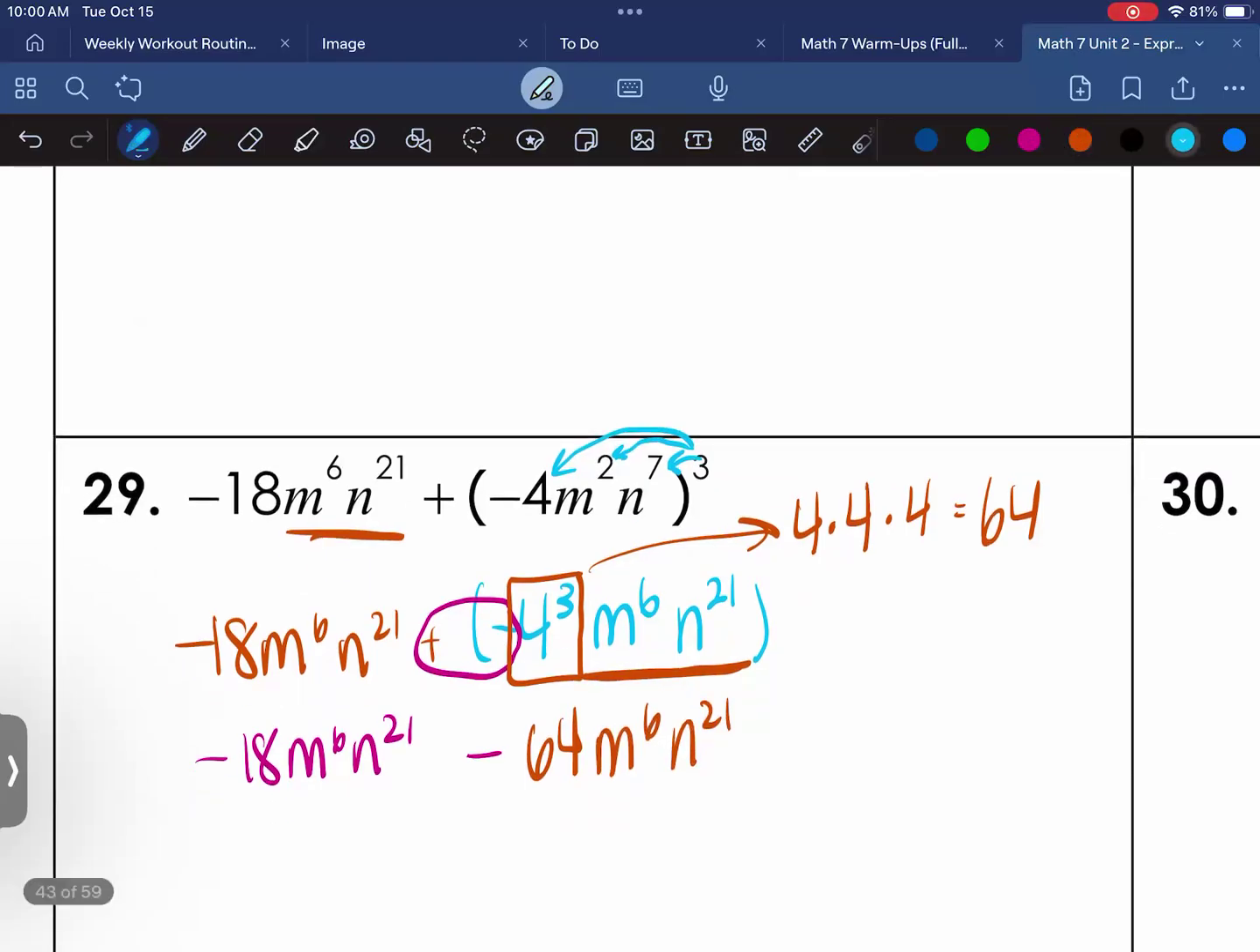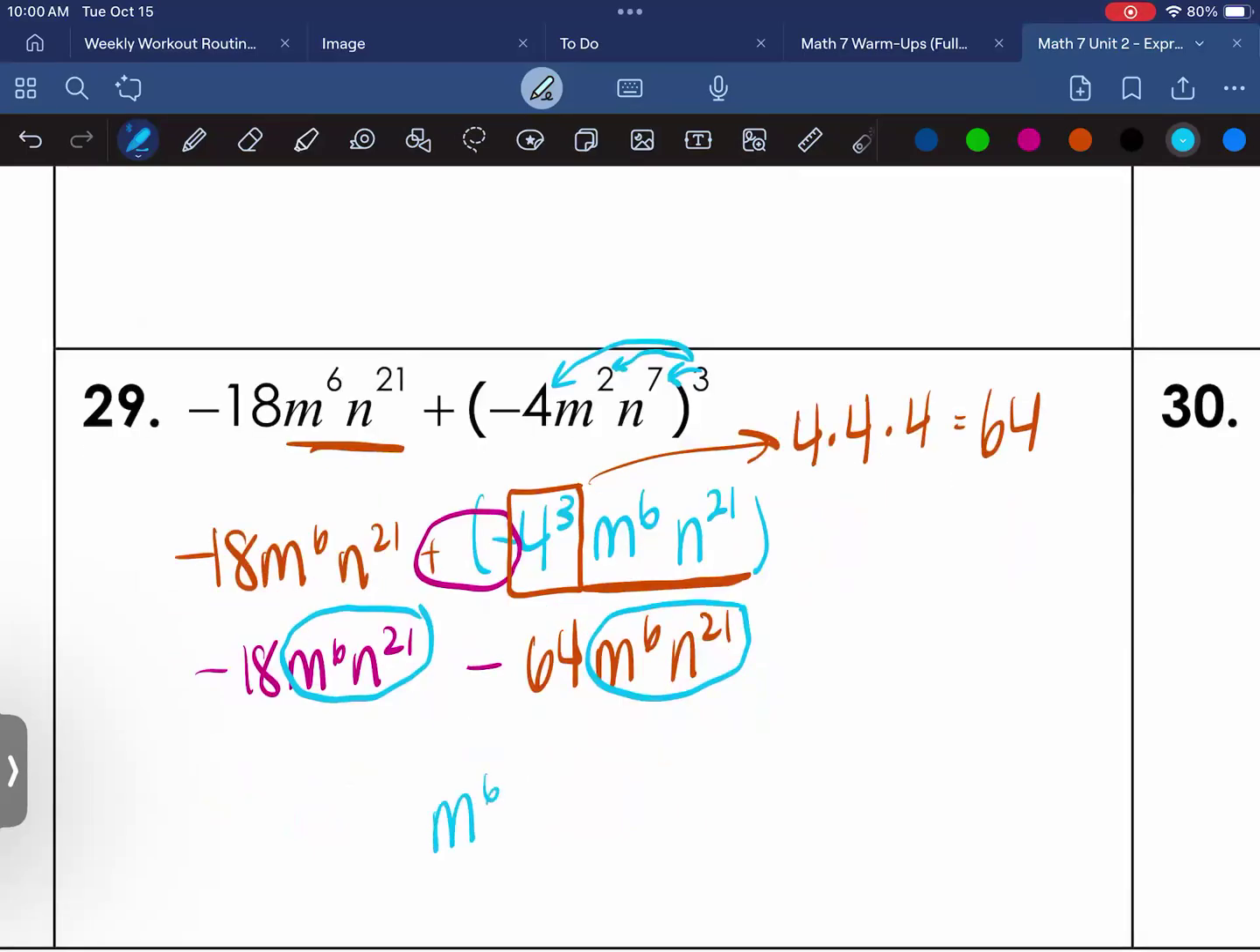Remember, when you combine like terms, your like term does not change. So we just rewrite that. That stays the same. And then you just combine your coefficients. So we have -18 minus 64. That'll get us -82. So that is our new coefficient.